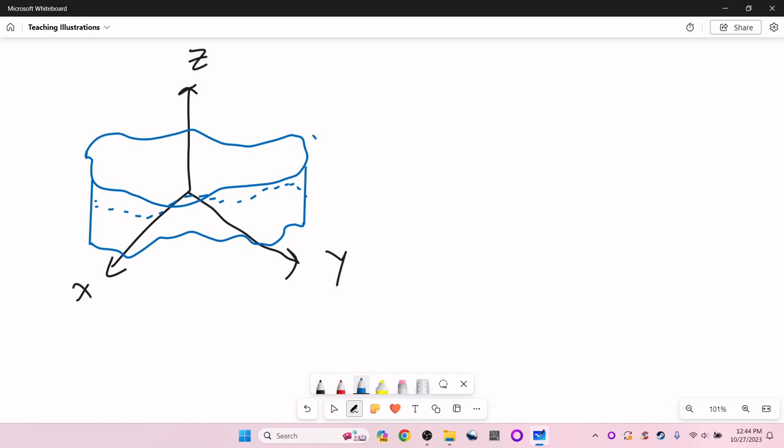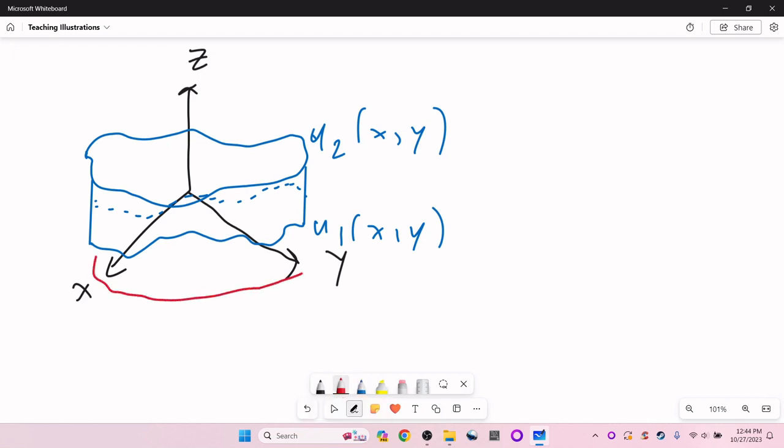So we've got a ceiling here, we'll call it u2 of x,y, and a floor we'll call u1 of x,y. Now the shadow of it is D. So we'd basically project down, or I guess, more likely, project up to the top and the bottom. And so at every point in D, we're going to subtract in order to get basically the distance between the ceiling and the floor at every point.